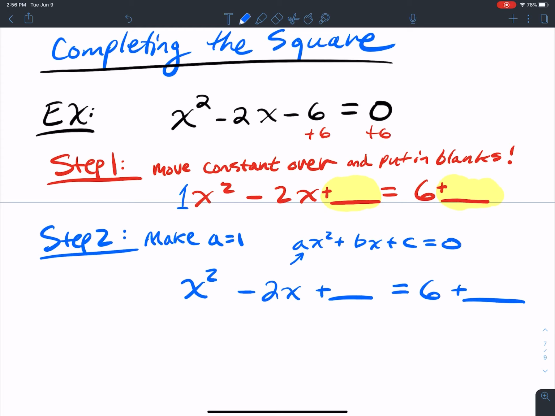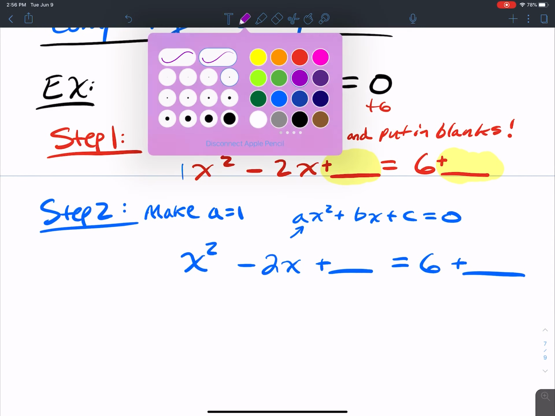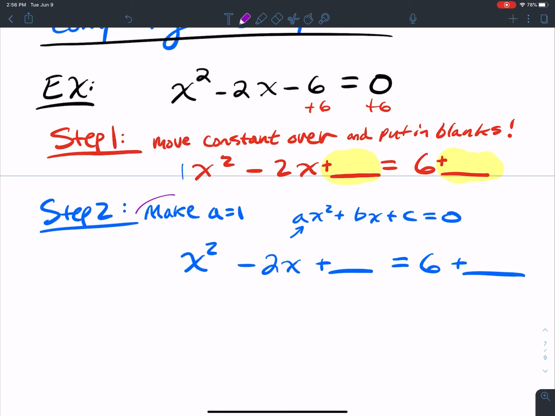Now say this wasn't already 1, maybe it was a 3. How would you make it 1? Well, I'd divide everything by 3, and then I would go from there. But we don't have to worry about that because it was just a 1 already. All right, so step 2 is make a 1.